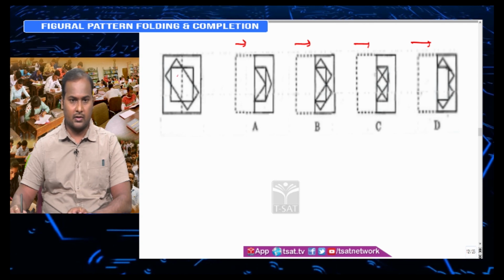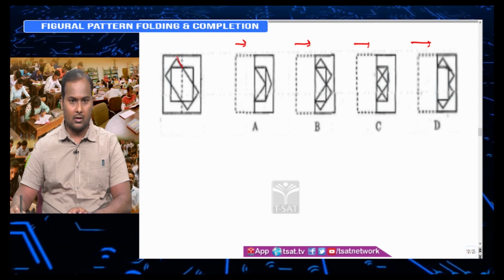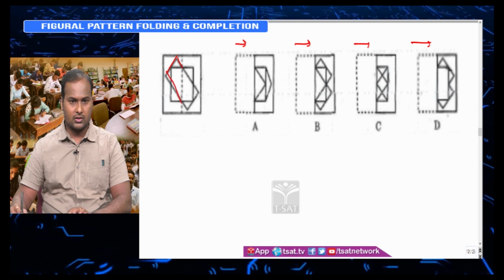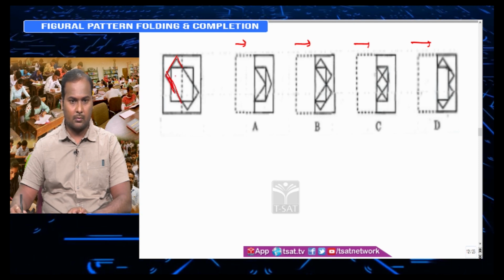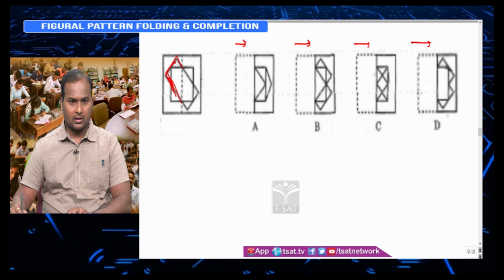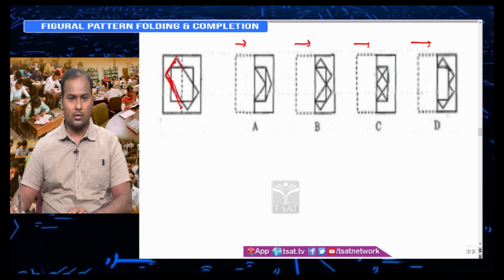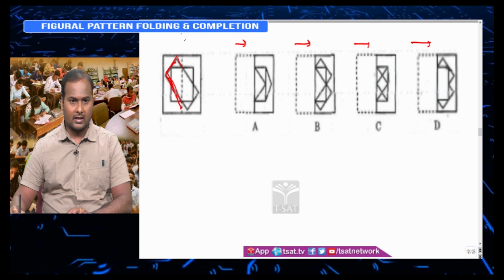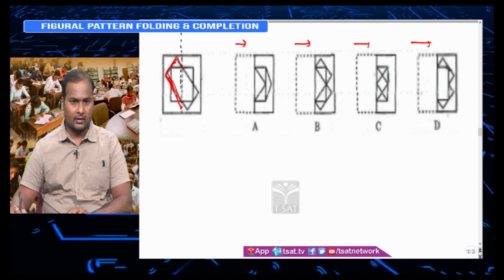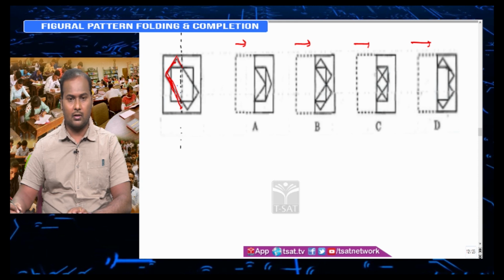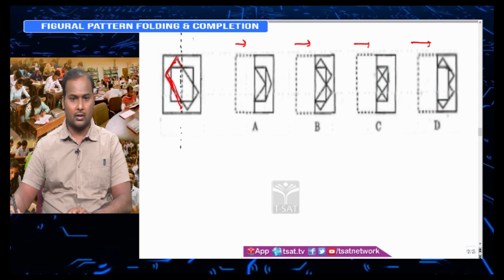For example, see here, whatever diagram I am drawing in red, that red one will change. That's it. The remaining part will be as it is. So now what am I going to do? I know that this particular line, the center, acts as a mirror. Whatever is near the mirror, keep near the mirror. Whatever is away from the mirror, keep away from the mirror. You will get the answer.